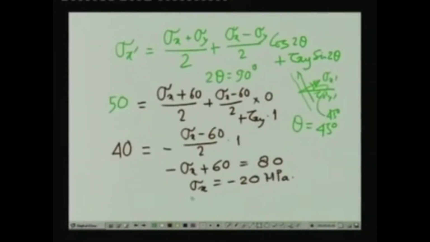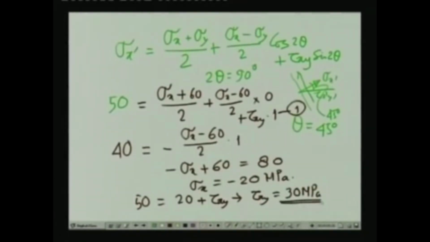Now, if sigma x is minus 20, and we substitute it in equation 1 for the sigma x value, minus 20 plus 60 is 40, 40 by 2 is 20. So, 50 is equal to 20 plus tau xy, and thereby this gives you tau xy is equal to 30 MPa, which is of course the shear stress component in the horizontal plane.